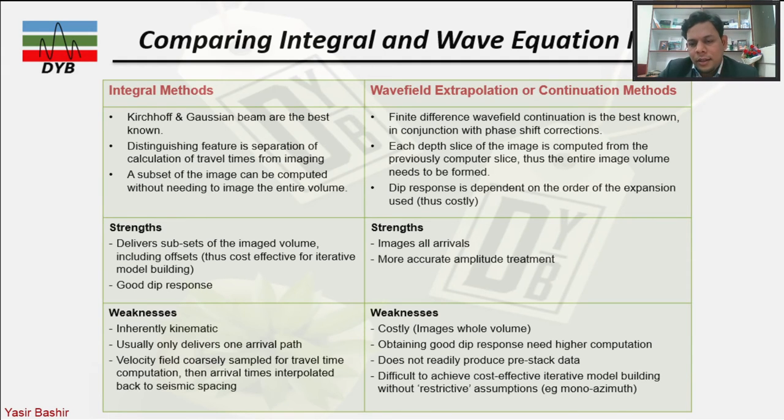There are some weaknesses. The cost is not actually a weakness, but it's actually the demand of the industry. Obviously, when you're using high computational power and a lot of effort, then it becomes costly. And obtaining a good dip response needs higher computational power. It's an obvious thing because we are using the two-way wave field. It does not readily produce pre-stack data, and it is difficult to achieve cost-effective, iterative model building without restrictive assumptions, such as monoazimuth. For monoazimuth, it's quite difficult to get the subsurface velocity model.